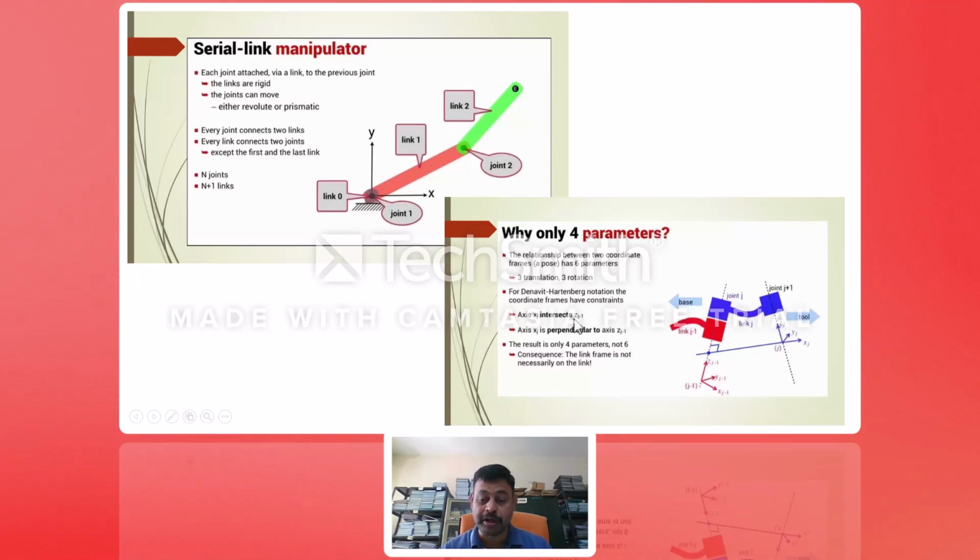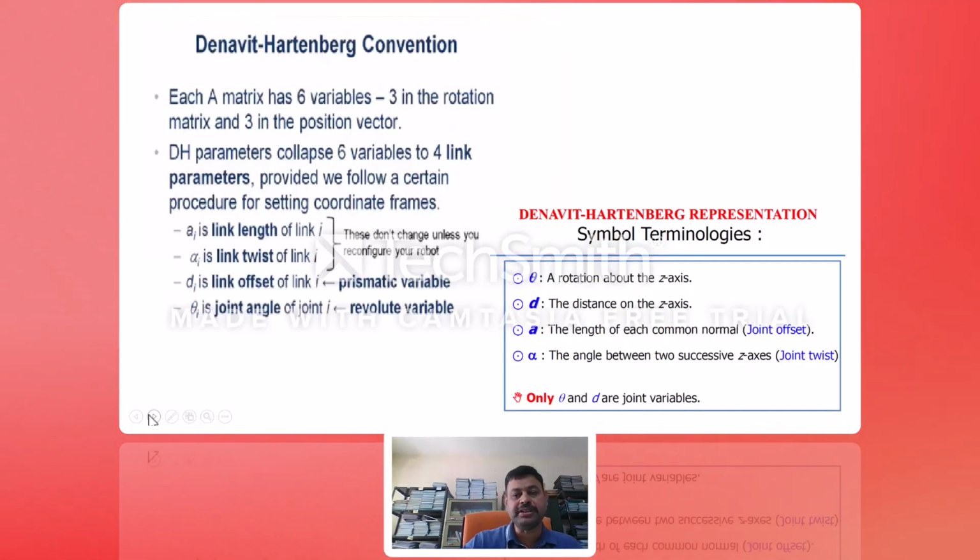The result is only 4 parameters. These two things normally we will not consider. The remaining 4 they are considering. The result is only 4 parameters, not 6. The link frame is not necessarily on the link. So based on these two conditions, we are considering only 4 parameters. Let us go to what the parameters are. If you want to make a DH convention, that is, if you want to represent, you have 6 variables, 3 rotation, 3 translation. DH parameters collapse 6 variables into 4 link parameters based on the DH theory.